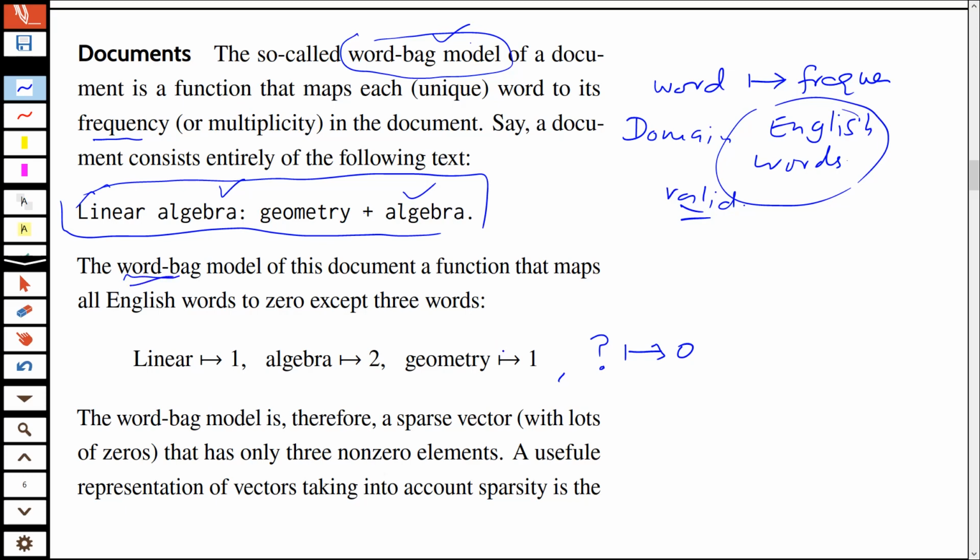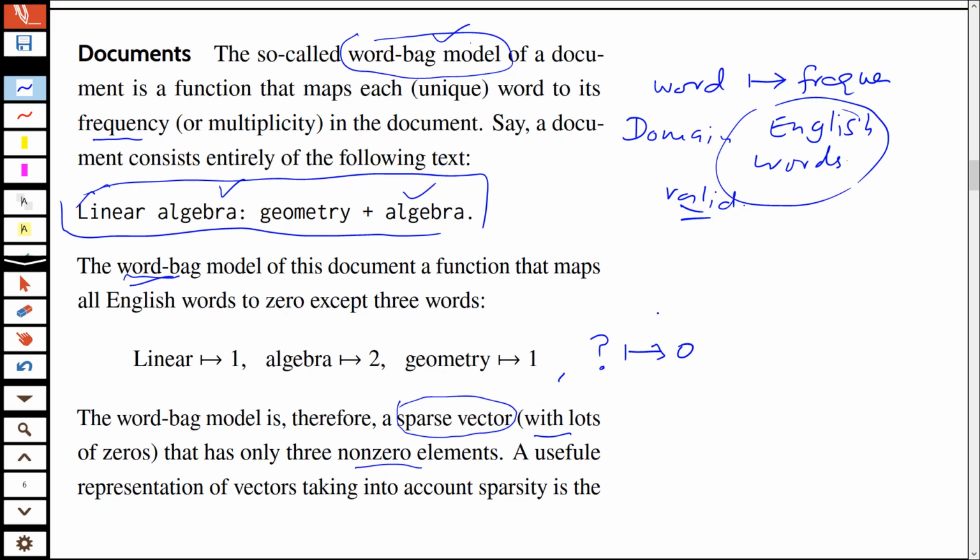So you cannot say that this is a vector with 3 elements. This is a vector with a very large number of elements, most of them 0. Actually there is a name for such vectors, sparse vector, which has lots and lots of zeros and only 3 non-zero elements.